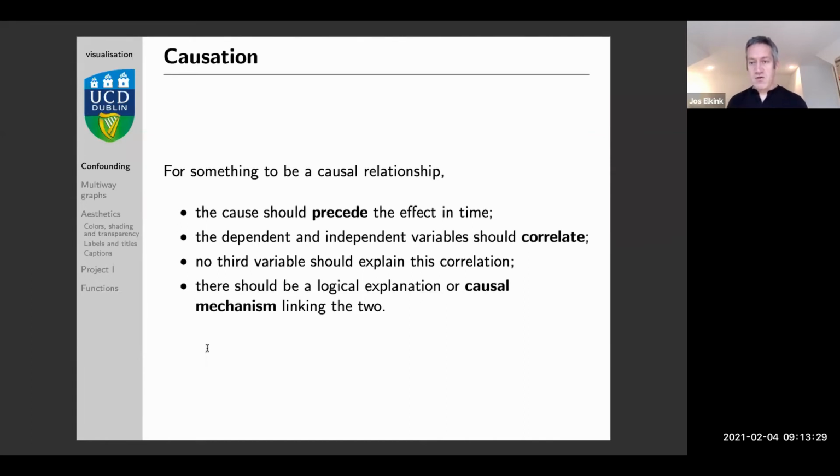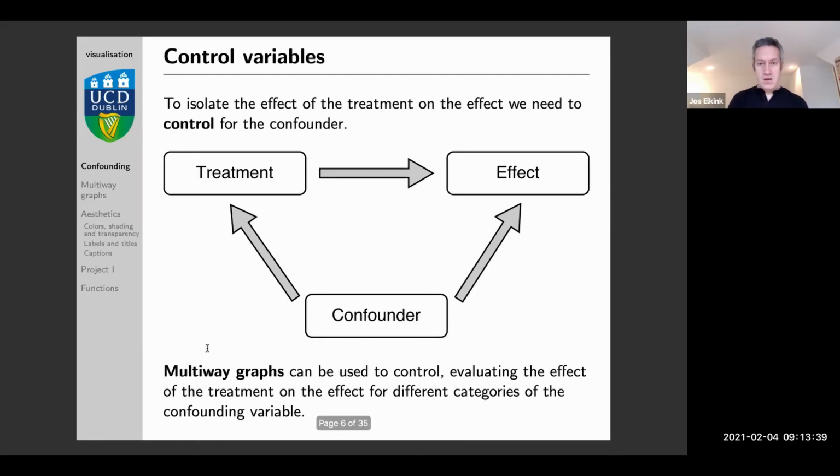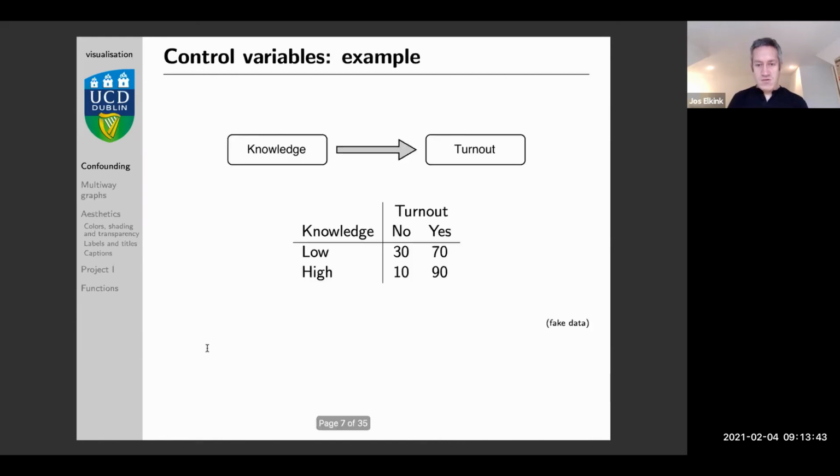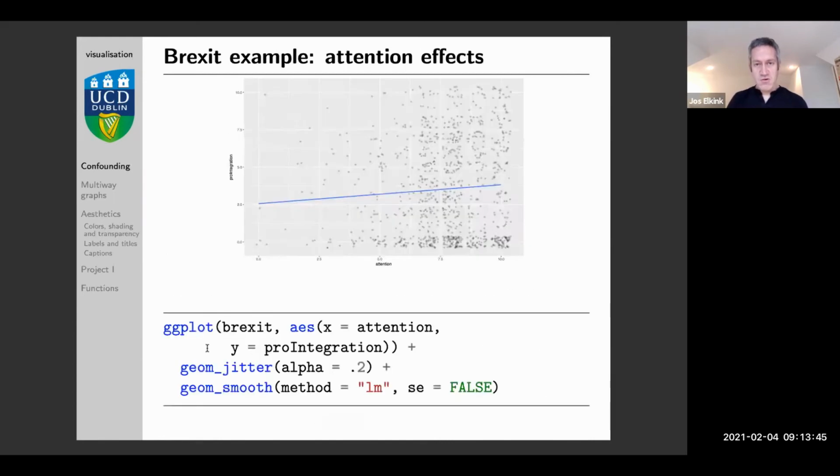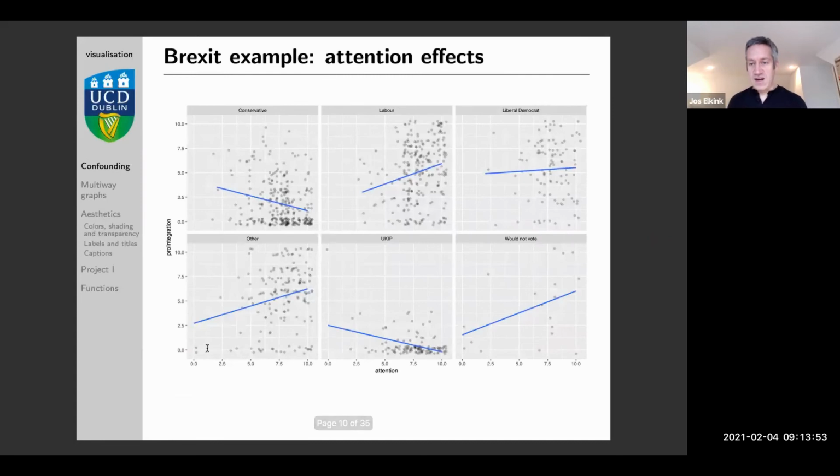So we can look at whether there's a correlation. We looked at the second bullet point last week. Now we're going to see if there's no third variable that maybe explains this relationship. So if I go back to these slides and look at the earlier example, we looked at whether there's a relationship between attention and attitude towards European integration. We might want to add party choice in the mix, for example.